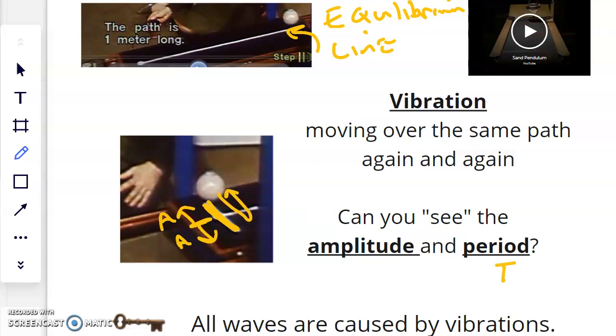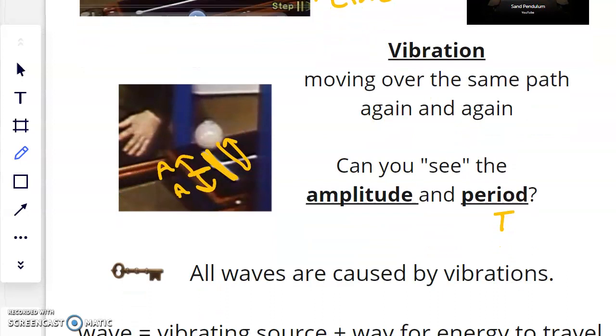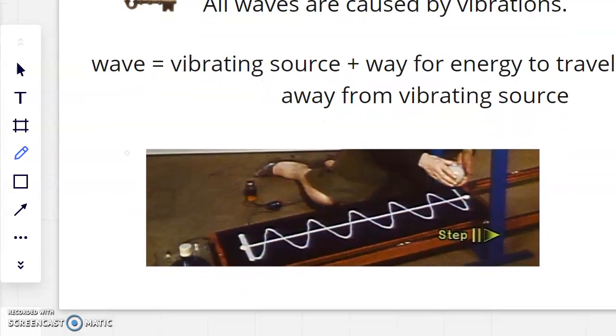In fact, we covered 4 times the length of the amplitude in one period. Now, you saw in the video what wave shape was made during that time. All of this is to say that waves are caused by vibrations. If you show me a wave, I can show you something that started off as a vibration, but then there was a way for the energy to leave the vibrating source. And so here we have that energy leaving the vibrating source.